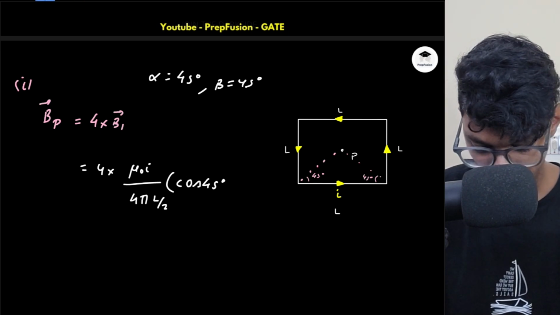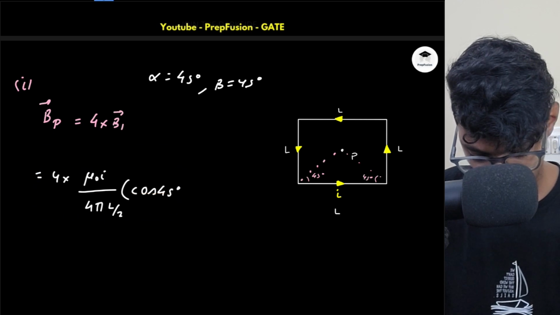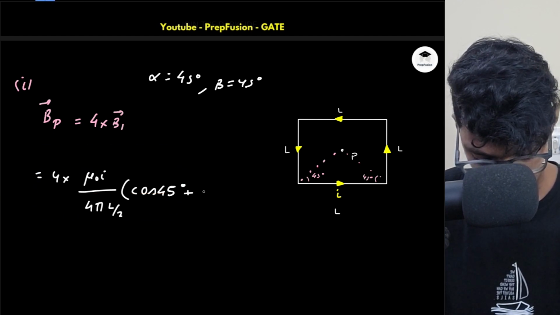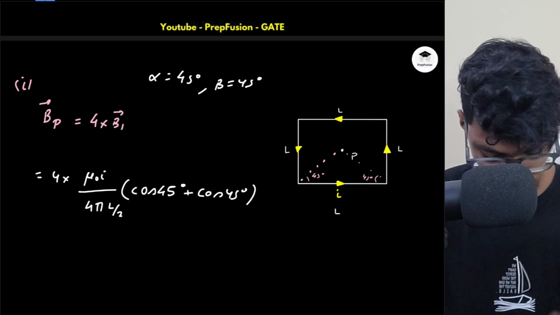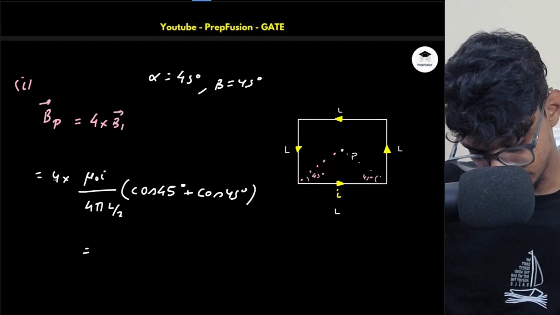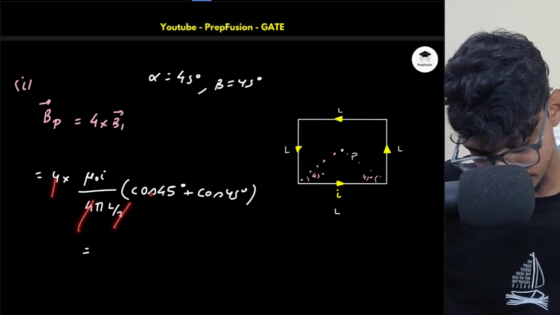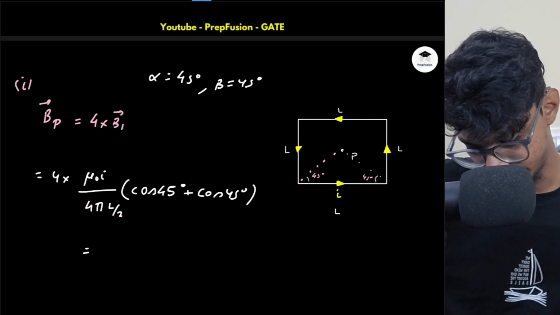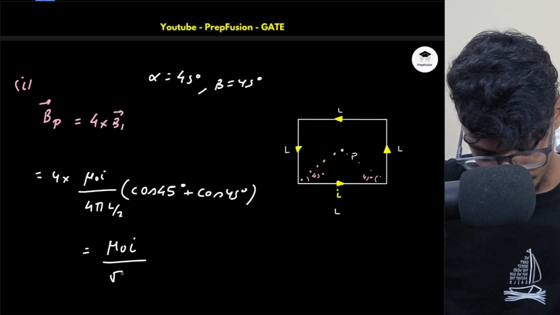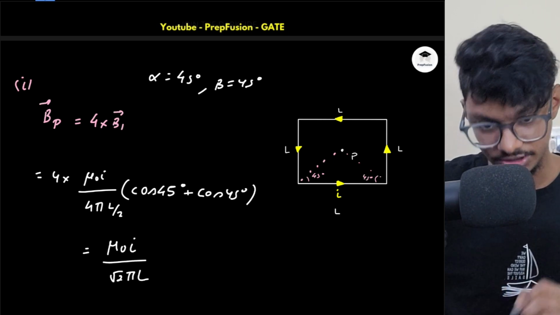Cos of 45 plus cos of 45. So this simply becomes 2. Okay, 4 gets cancelled here anyways. This 2 gets cancelled, and 1 by root 2 is still there. So it will become mu naught I by under root 2 pi L. Okay, this will be the answer.